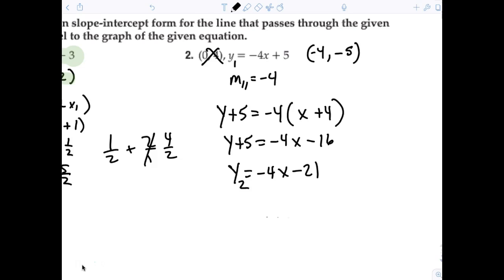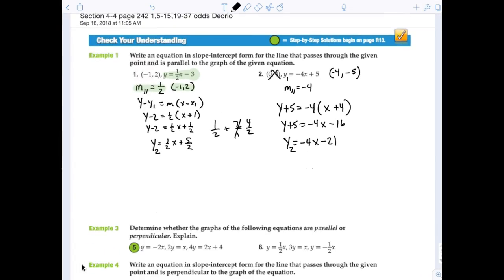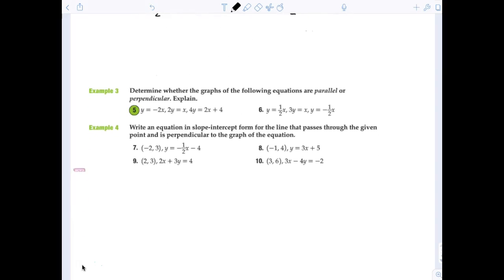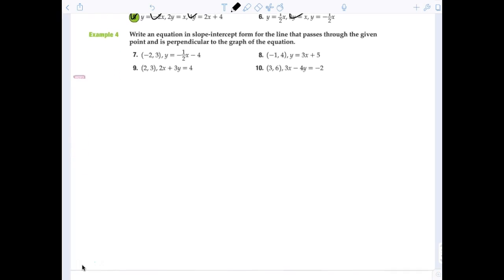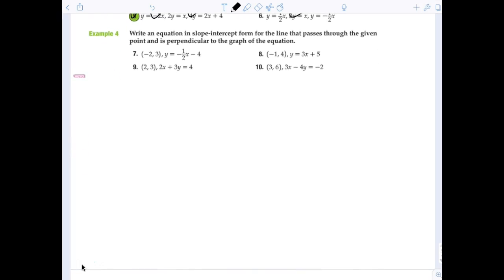Now, here we go. I'm going to the next part. Now, listen, right now, for tonight, don't worry about 5 or 6. We're jumping right down to 7, 8, 9, and 10. All right, 7, 8, 9, 10. Now, give me your attention, because again, I need you now to write down what makes lines perpendicular.